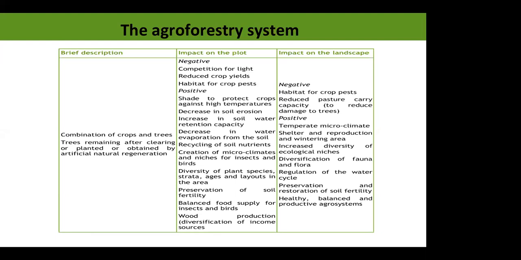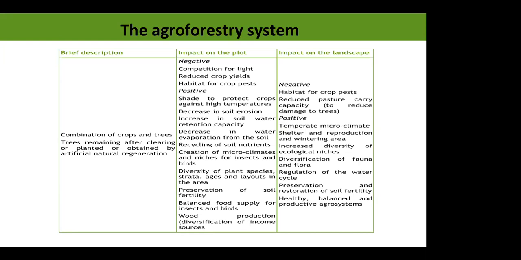So what are the negative impacts on the plot level when you practice an agroforestry system? There's competition for light, because now you need to try to manage which crop will not overshade the other one. Which crop do you put at the north part? Which crop do you put at the south part?